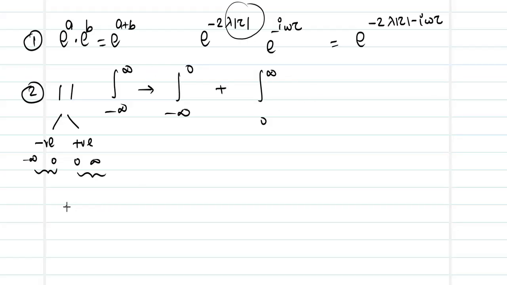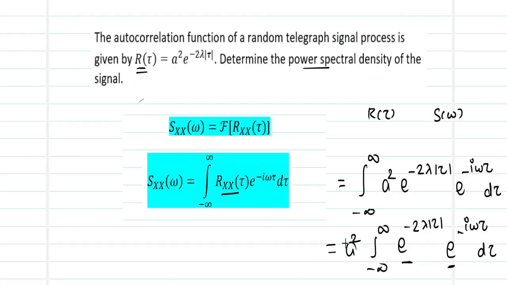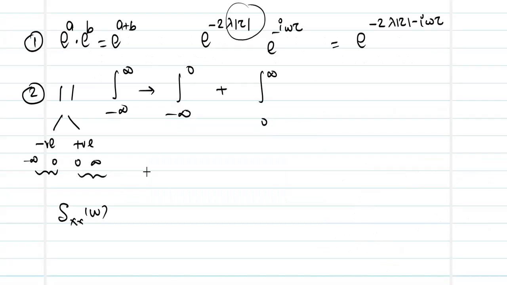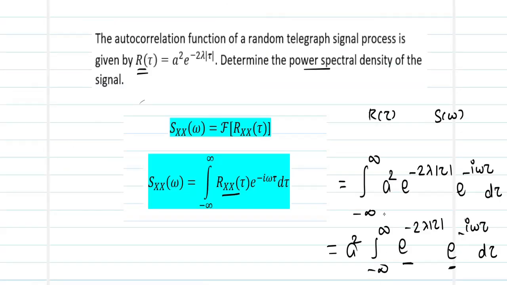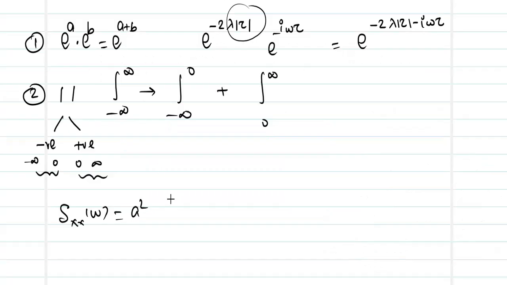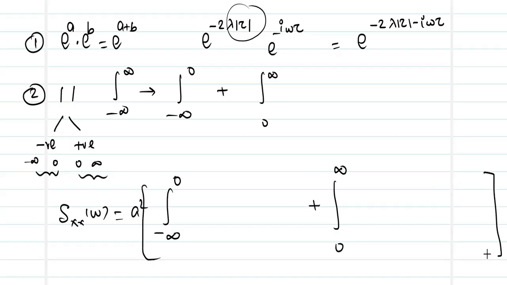So what happens over here is, I write my Sxx(omega) from my previous slide. A square is a constant, so let me take it outside, and this integral which is from minus infinity to infinity, I am splitting as minus infinity to 0 and the second integral from 0 to infinity. A square is constant to both the quantities. So this is my second step.